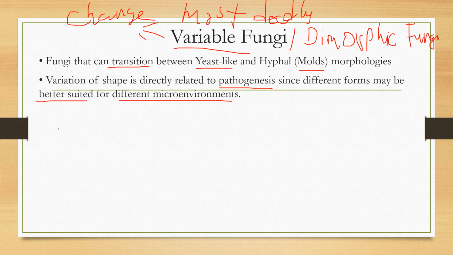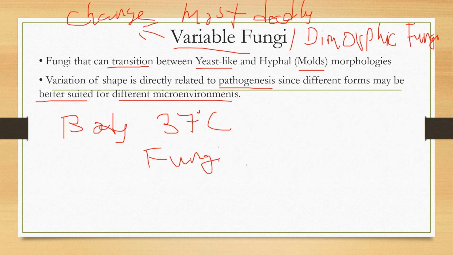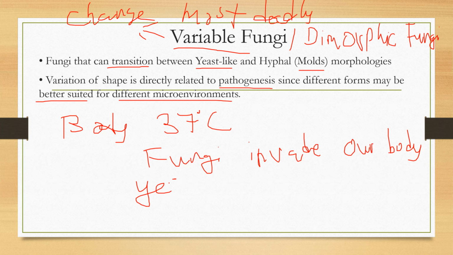Now, remember, our body, class, has a body temp at the most of 37 degrees centigrade. Now, when fungi, class, wish to invade our body, they would usually be in the yeast form.